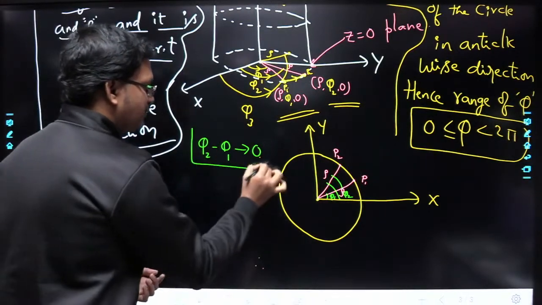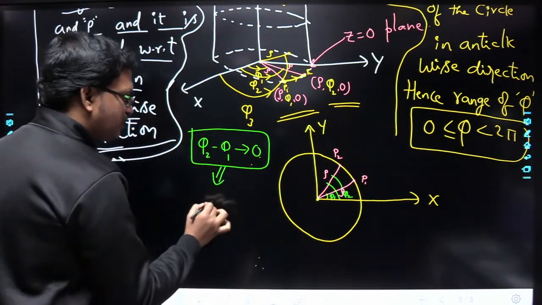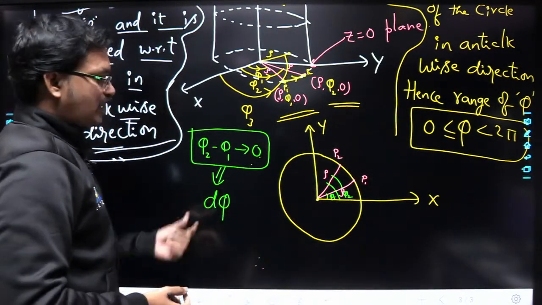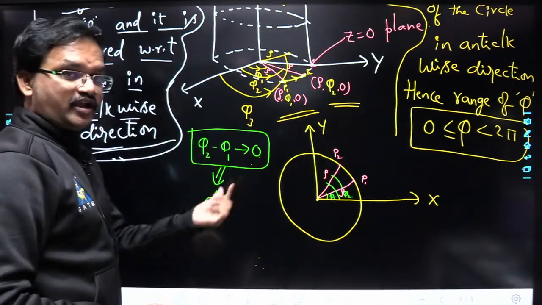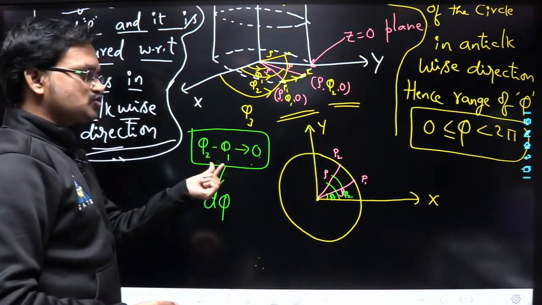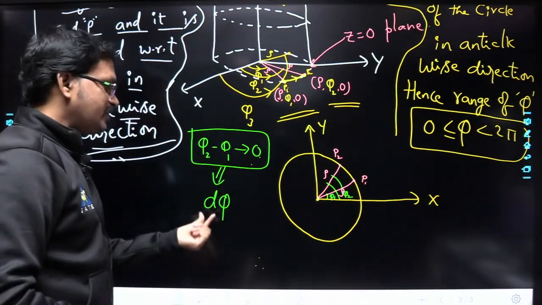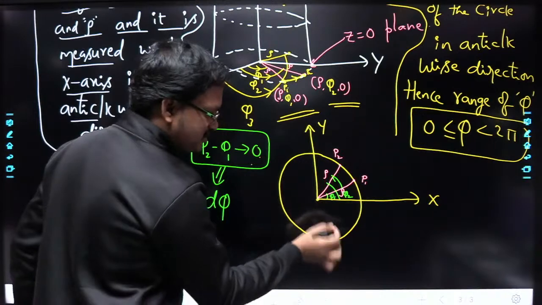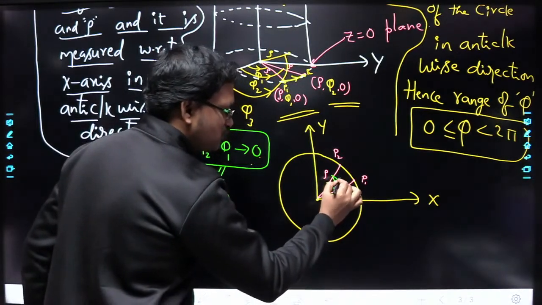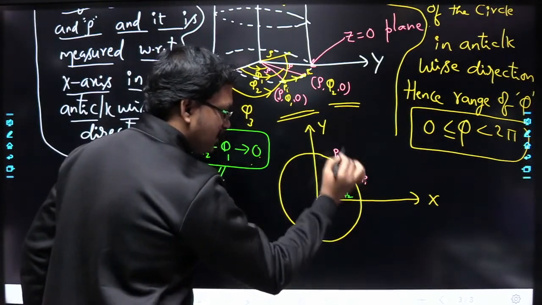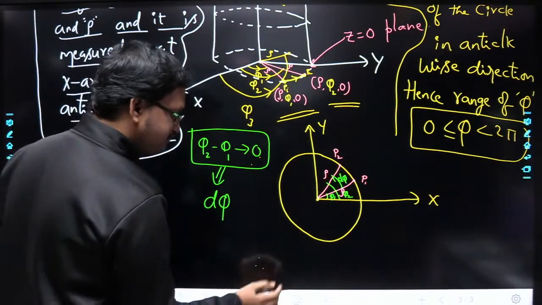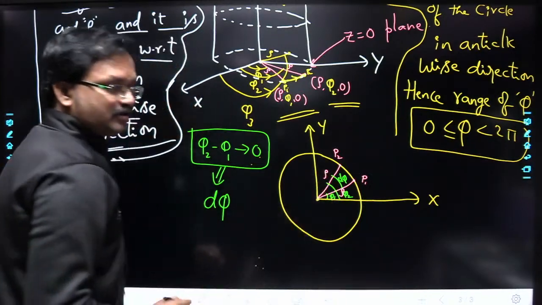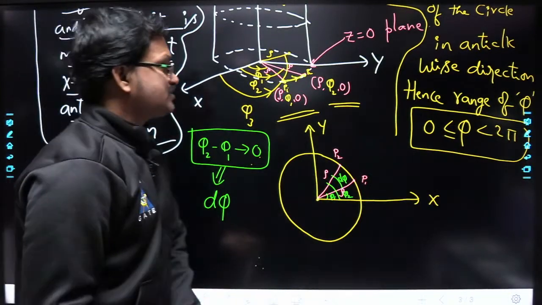So I can simply write this difference as d phi. I am considering phi 2 minus phi 1 tending to 0, which means the difference between these two is very, very small, so I can consider it simply as d phi. That's why I am representing this angle with d phi. Understood? So this is nothing but d phi.